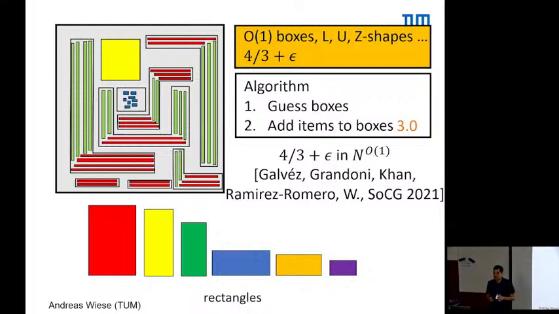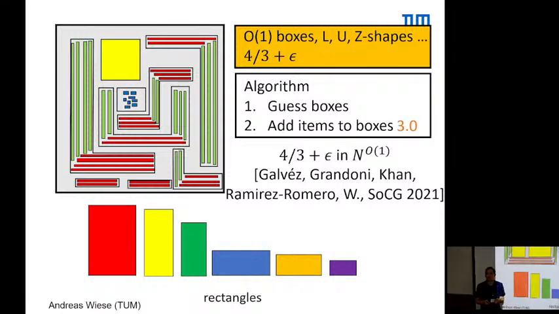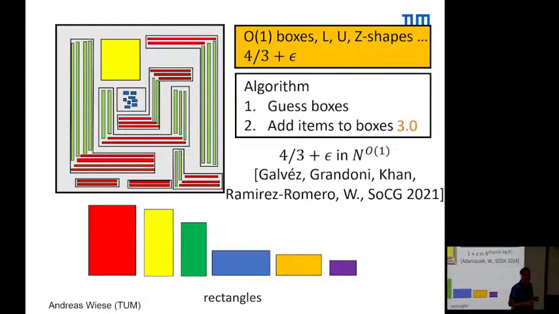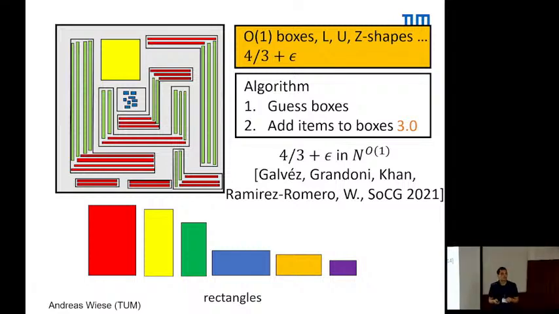Good. So now we talk a lot about squares and rectangles. Yeah, good, you have a question. How does that bound relate to the earlier 2 plus epsilon bound that you showed through the log n boxes? Yeah, good.